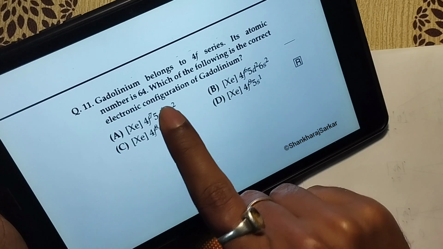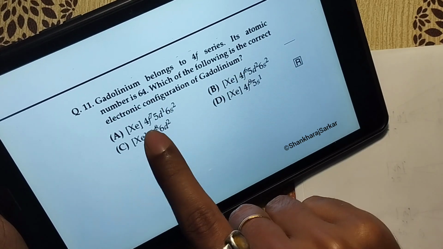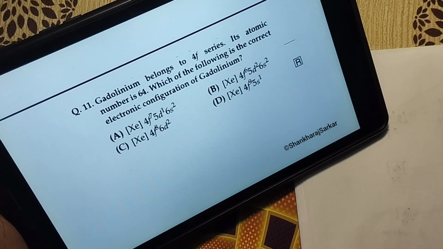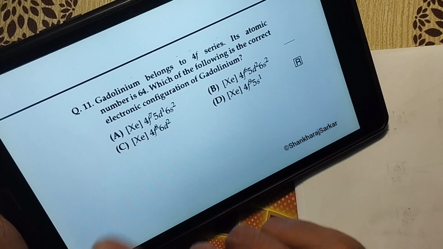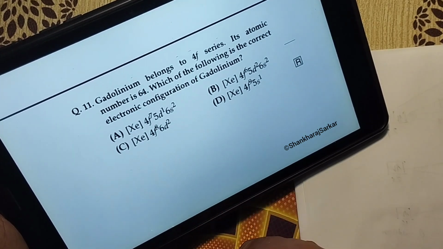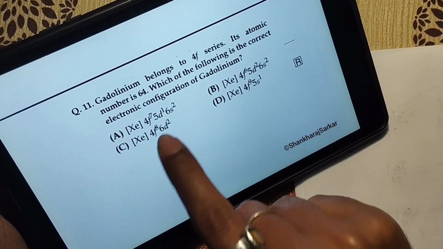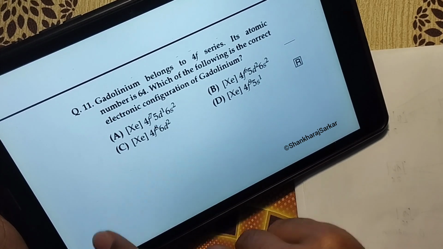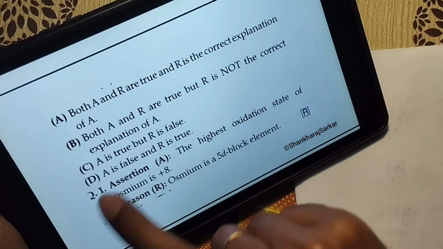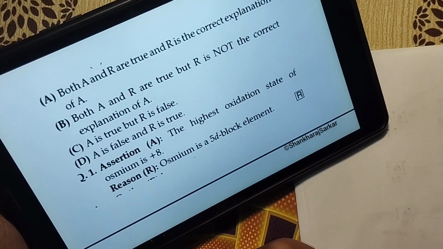Its atomic number is 64. Which of the following is the correct electronic configuration? So you have to memorize the configuration. For gadolinium, you have to remember that 4f is half filled. So option A is the correct option, because only in option A we have 4f half filled, that is 4f7 configuration. Next are assertion-reasoning type questions.